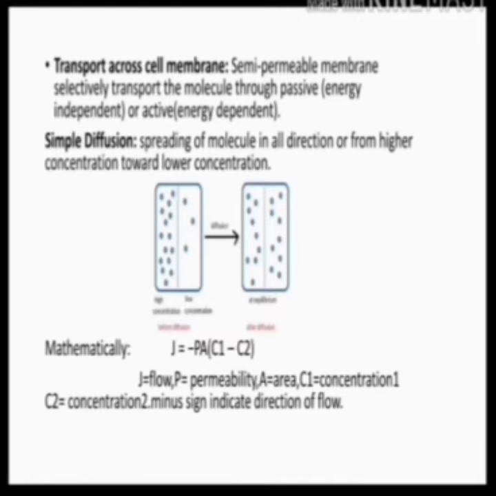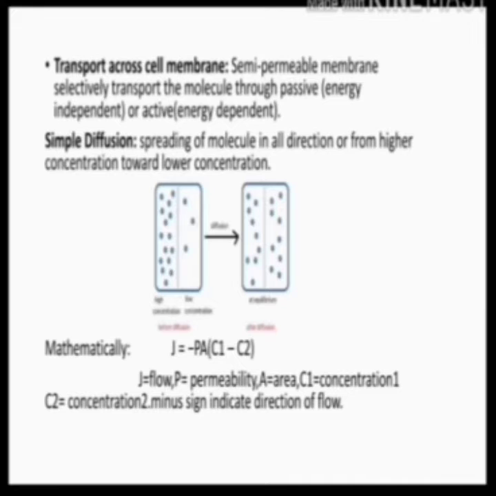What is the meaning of diffusion? Diffusion is the spreading of molecules in all directions, or the movement of molecules from higher concentration towards lower concentration. Here we take an example, a glass or a box in which we put a membrane between them and divide it into two parts. Initially the concentration of solutes is equal on both sides. We put some solutes on one side and after some time we see that it reaches equilibrium.